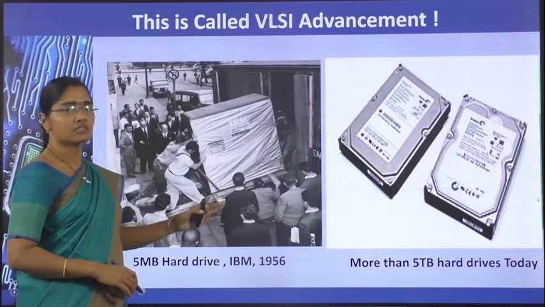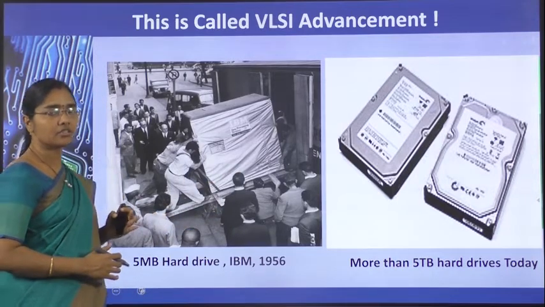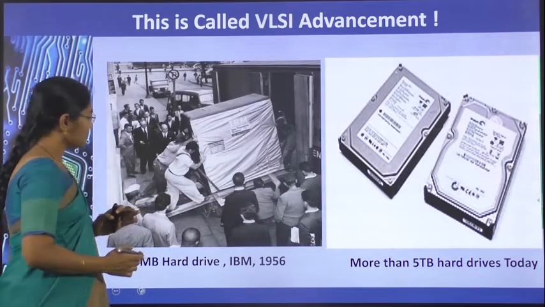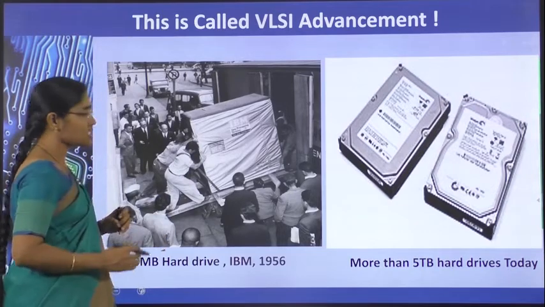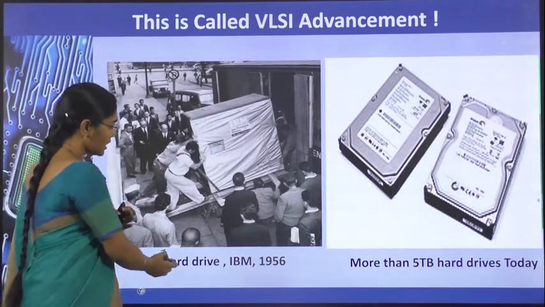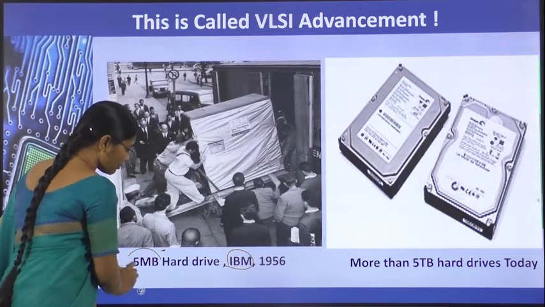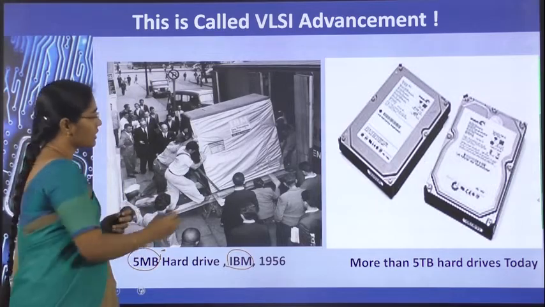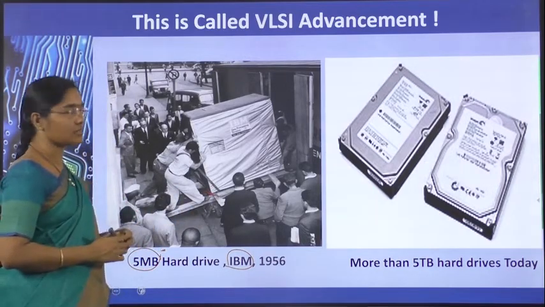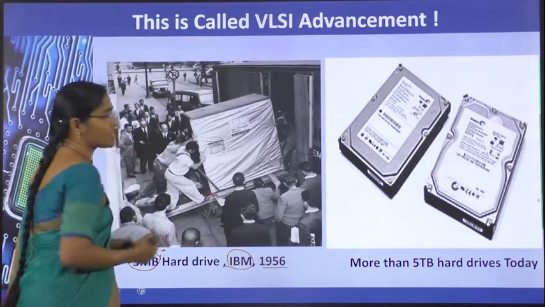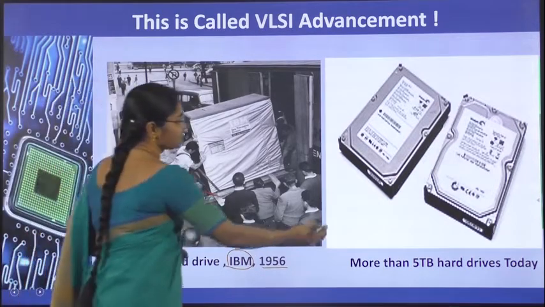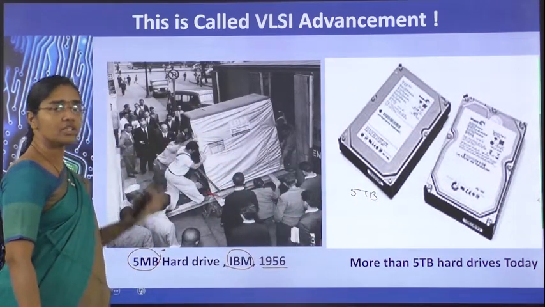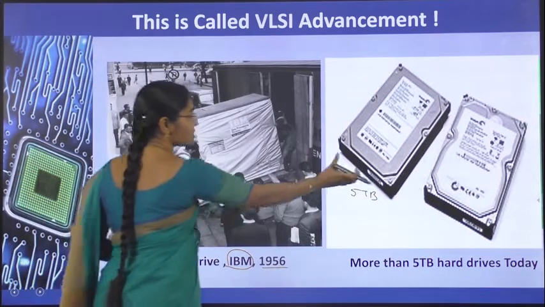So see this picture. This is actually VLSI advancement. Because of the VLSI advancement, we got this much advantage. This left side picture is the first hard drive shipped by IBM with a capacity of 5 MB, 5 megabytes of memory, in this much size. This happened in 1956. Whereas see the right side picture, this is more than 5 TB, 5 terabytes of memory, but within a much smaller space. This is a portable device.